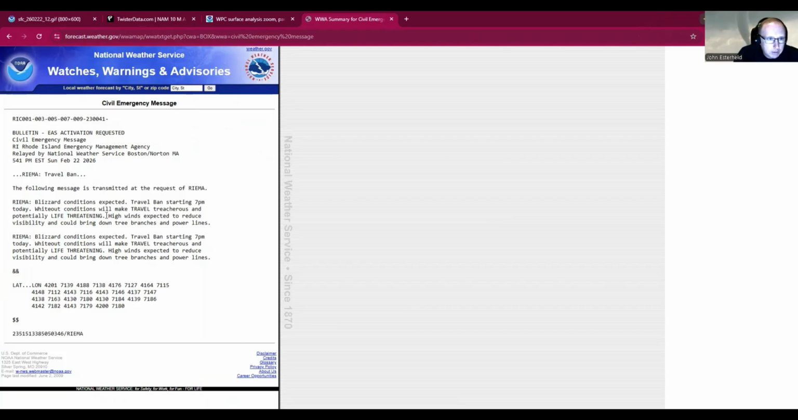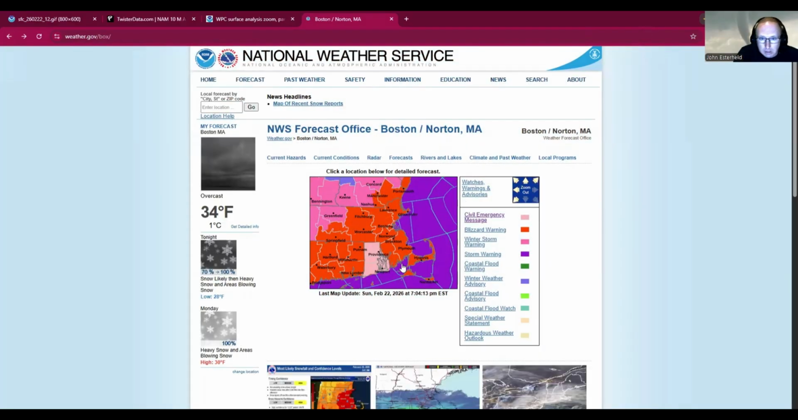Okay. Whiteout conditions. Blizzard conditions and whiteout conditions make travel treacherous and potentially life-threatening. Travel ban starting 7 p.m. today. Wow. So the high winds and snow could bring down trees and power lines. Yeah, not good. Definitely disrupting.